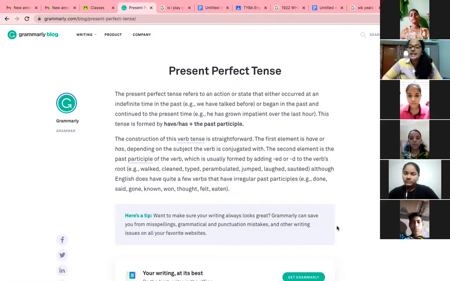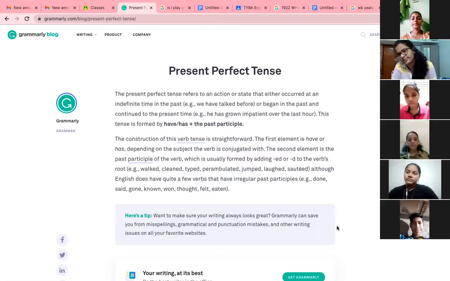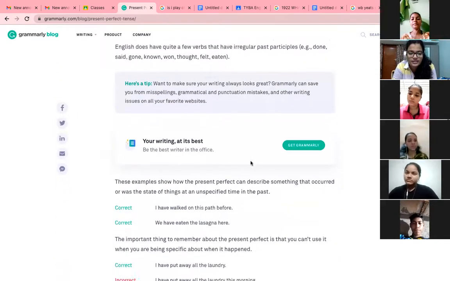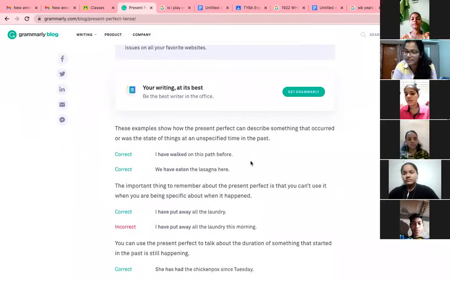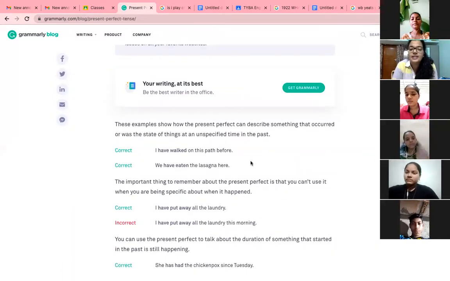Okay, that is your present perfect. And when it comes in sentences, what it would ideally look like is it would have a has or have, okay, and it would have your past participle. That is your verb, mostly with an ed or a d. Okay. Now, have these people been kind enough to give us examples? Yes, they have been. These examples show how the present perfect can describe something that occurred or was the state of things at an unspecified time in the past.